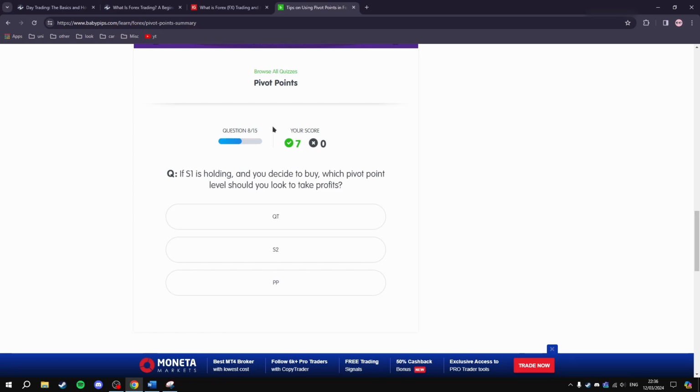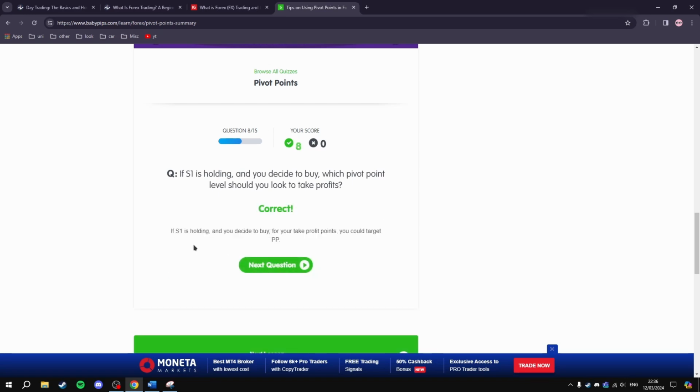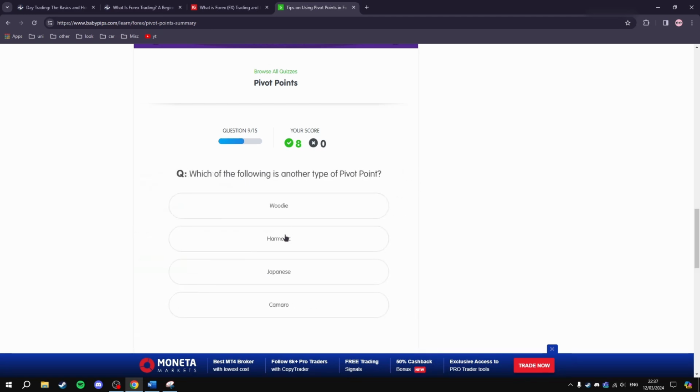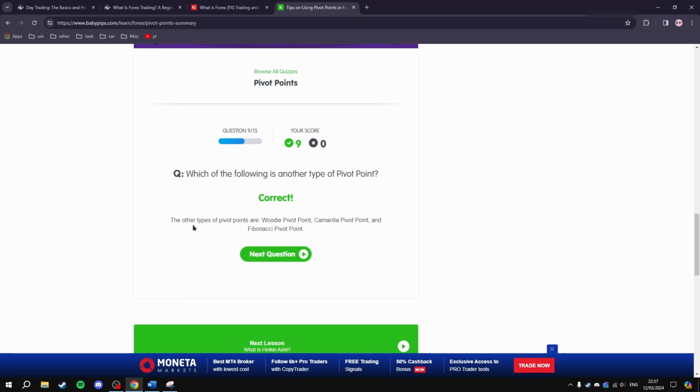Support 1 is holding, it's a pivot point. If support 1 is holding and you decide to buy, for your take profit level you should target pivot point because it's above support 1. Which of the following is another type of pivot point? Woodie. The other types of pivot points are Woodie pivot points, Camarilla pivot points and Fibonacci pivot points.